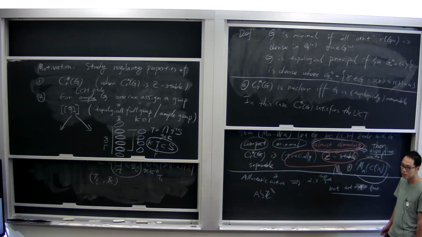In the measure setting, I think things are better. Measure-wise amenability does have Følner sequences.